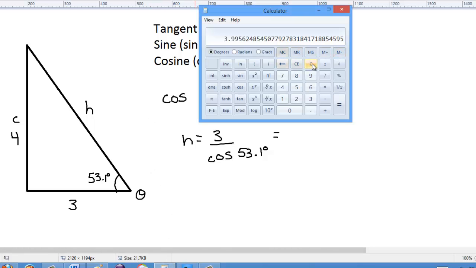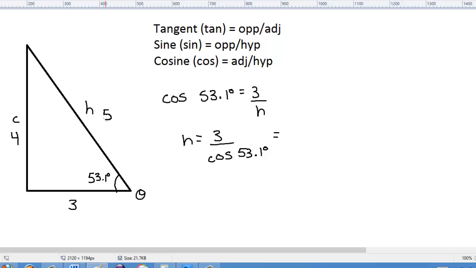I'm going to say 3 divided by, in brackets, cos of 53.1, cos, equals, and I get 4.9965, which is very close to 5. Now the reason why I didn't get 5 exactly is because this angle originally is not actually 53.1, it's 53.1 something something, and that's why I'm not getting the exact values. But otherwise I would.